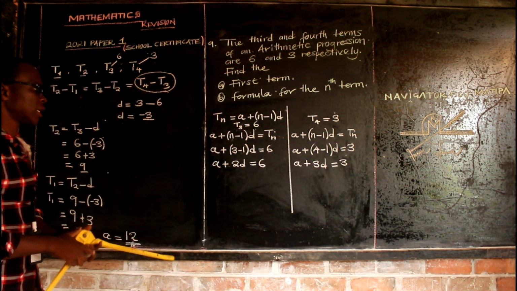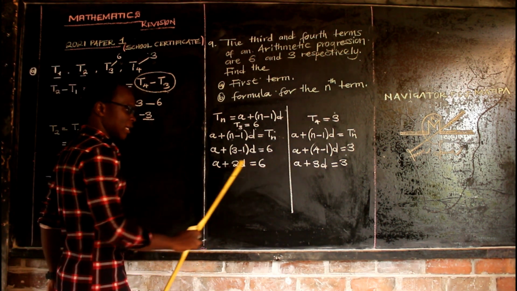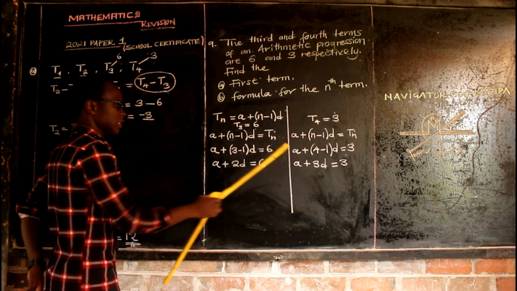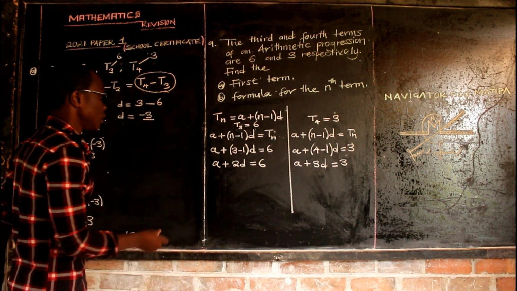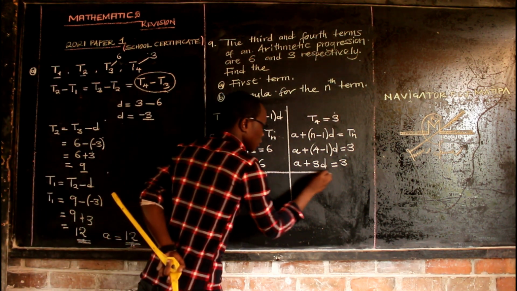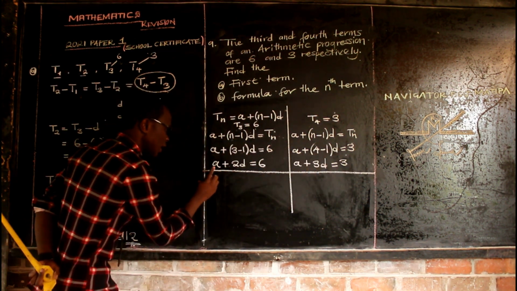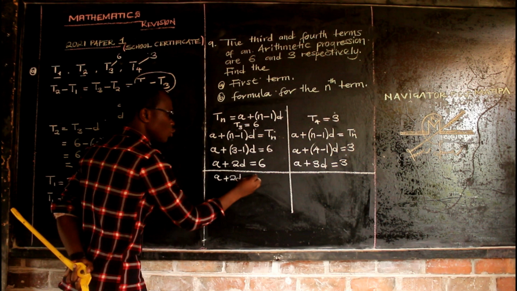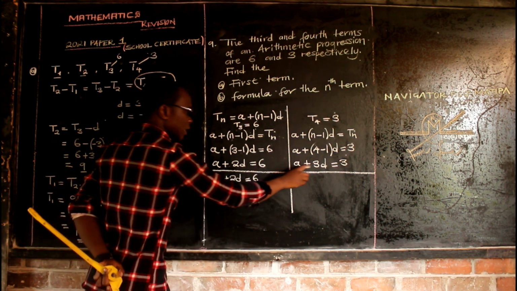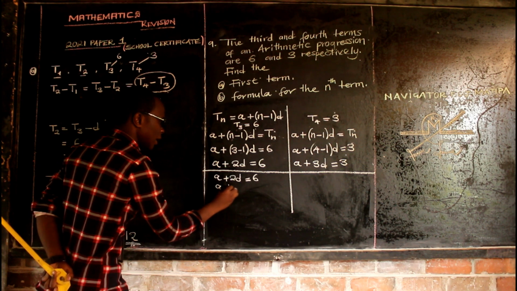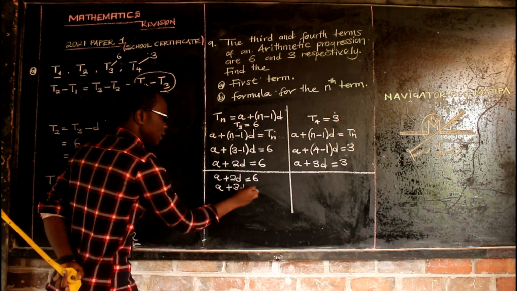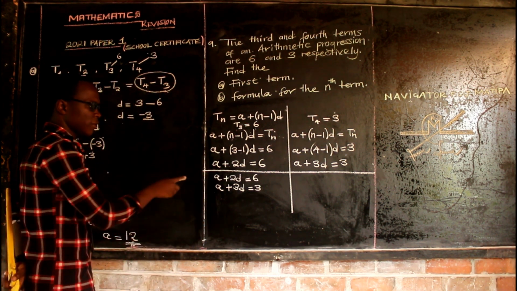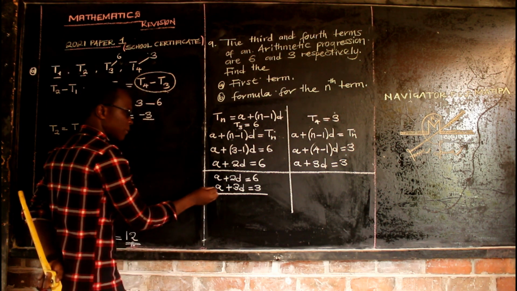Okay? So now what we're going to do is take these two equations simultaneously. We're going to consider these two as simultaneous equations. So let us come up with the simultaneous equations. I've got a plus 2d is equal to 6, okay? Then this other one is given by a plus 3d is equal to 3. Okay? So we can use the elimination method to solve these two simultaneously. So you can do this, subtract.